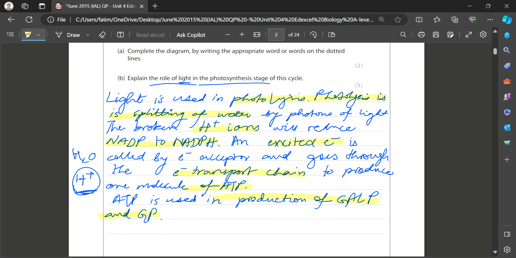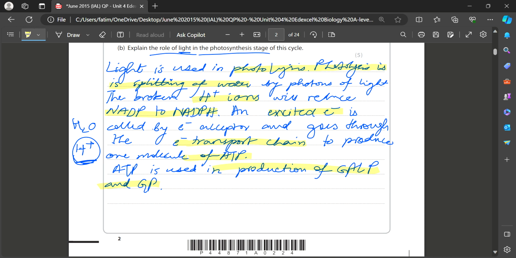Other things that are not mentioned here that we can talk about is that the electrons lost by chlorophyll are replaced by electrons from photolysis, which also produces H plus ions. But over here, I don't think that makes sense with the chain of command, so I left it out. Otherwise, this just gives us 5 marks. One for here, one here about the excited electron, one about the electron transport chain, one about ATP and production of GALP and GP.